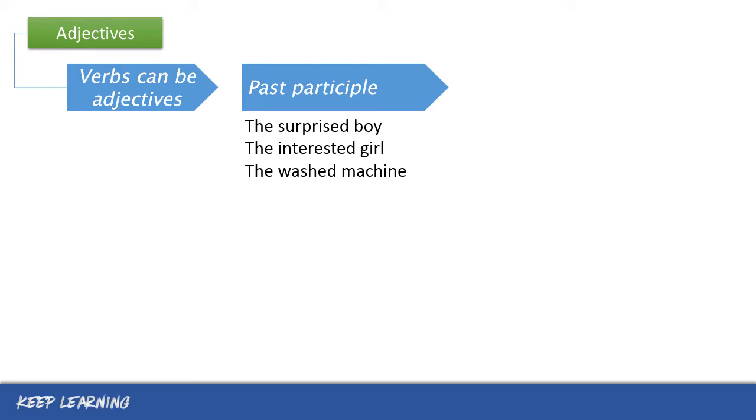When you're talking about the interested girl, you're saying that the girl has an interest. So the interest is affecting the girl. And if you're talking about the washed machine, you say that the machine is receiving a wash, water and soap, because it was dirty and it needed a wash. So basically, when you're using the past participle, that characteristic affects directly the subject. Look at this picture. This is going to help you very much to remember this, to find the translation, to understand this structure.